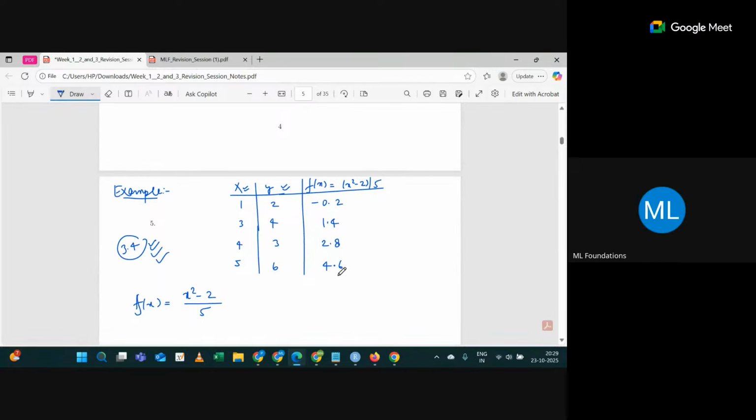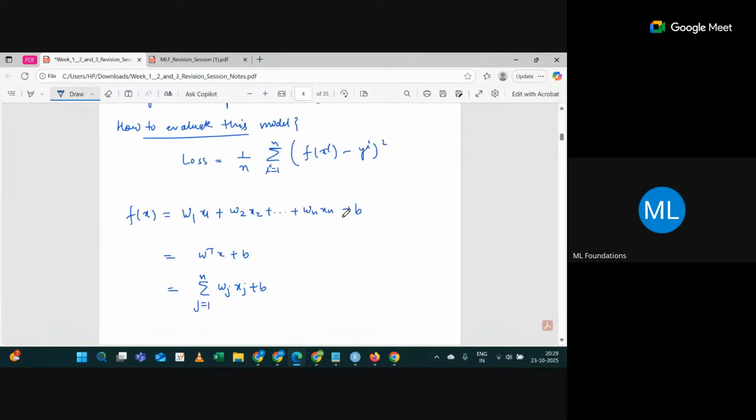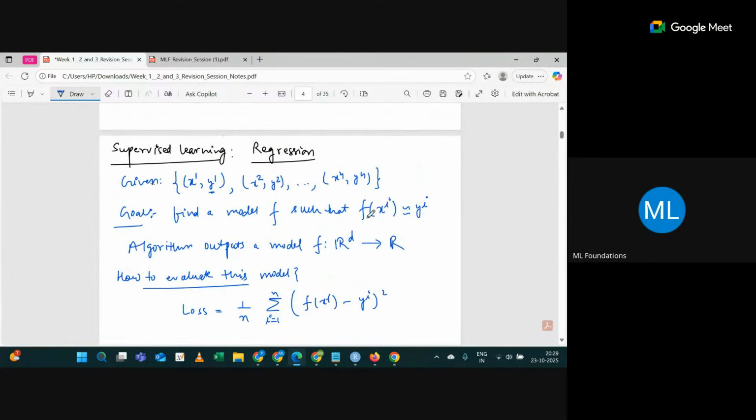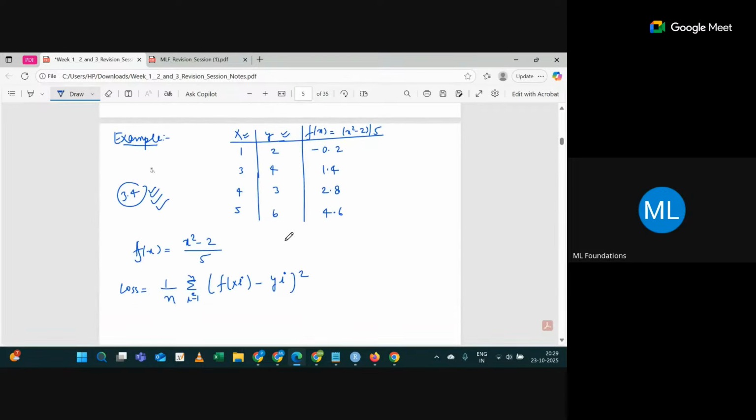Okay. So how will you calculate the loss here? We have to calculate the average loss. So it is 1 upon n, summation i equal to 1 to n, and if you see the formula, it's f of xi minus yi. What is our goal? We have to find a model such that f of xi is approximately equal to yi, right? That's why we are calculating the difference. It's the squared loss actually, and we are taking the average.